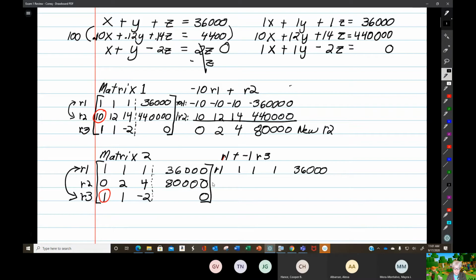Now, negative 1 times row 3 will be what? Negative 1, negative 1, positive 2, and still 0. 1 plus negative 1 is 0. 1 plus negative 1 is 0. You are kidding me. Woo! 1 plus 2 is 3. And 36,000 plus 0 is 36,000.